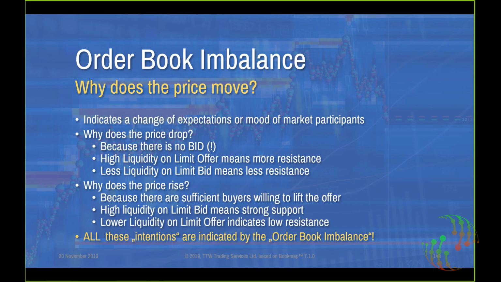And you can also then answer, why does the price move? Simply because there is an order book imbalance. And why does the price rise? Because there are sufficient buyers willing to lift the offer. High liquidity on limit bid means strong support. Lower liquidity on limit offer indicates low resistance. All these intentions are indicated by the order book imbalance.